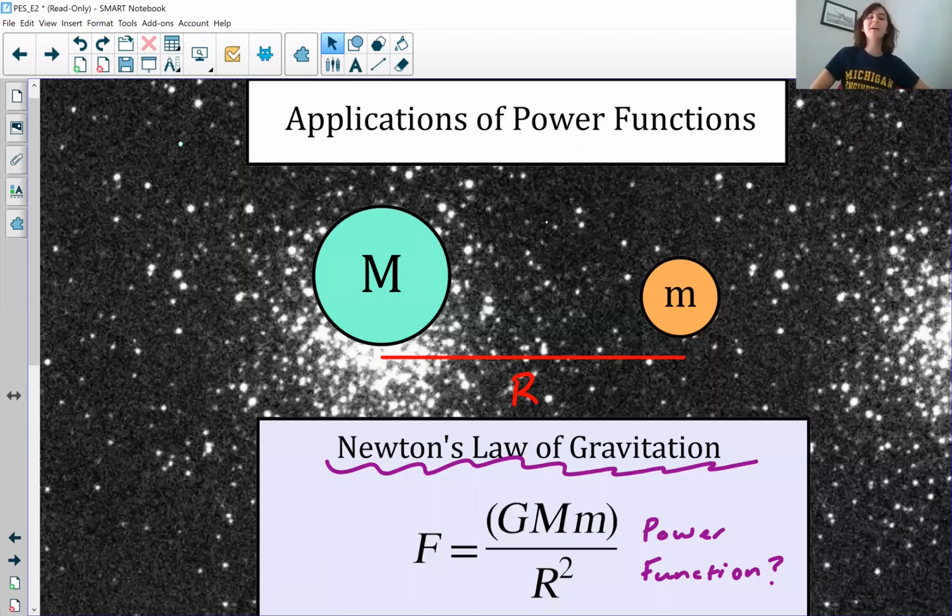Hello and welcome back. This is my favorite part of the power function series. I'm going to talk about some applications.